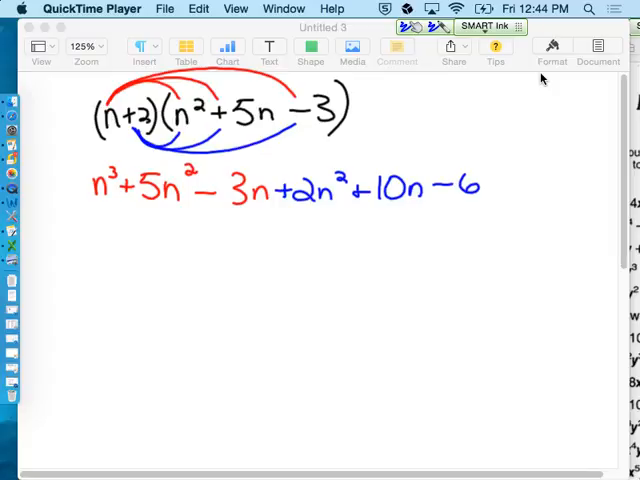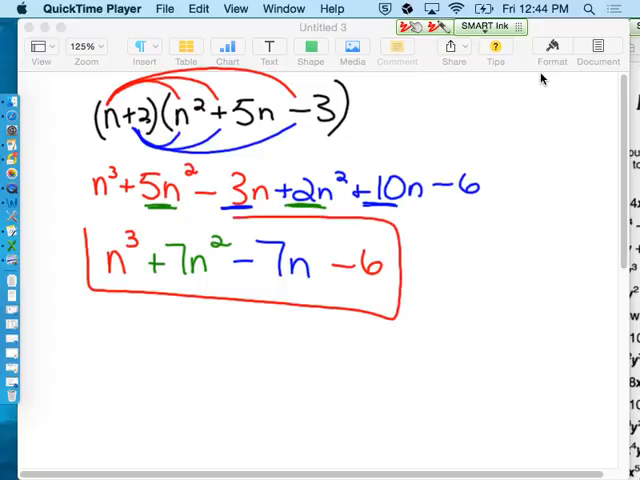And then you analyze to combine like terms. So I have squared and squared. So let me just copy the n cubed down. And then the squared term has a coefficient of 7, so that's 7n squared. And to the first power, that's going to have a coefficient of -7. And then finally the constant of -6. So that's your final end result product.